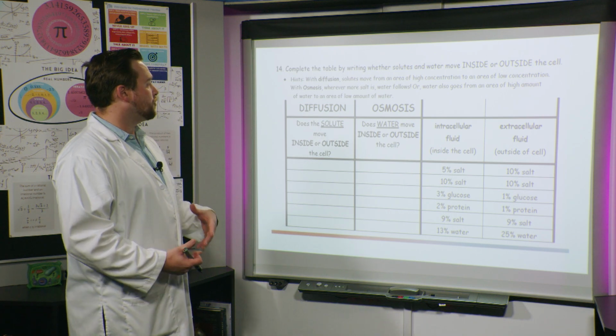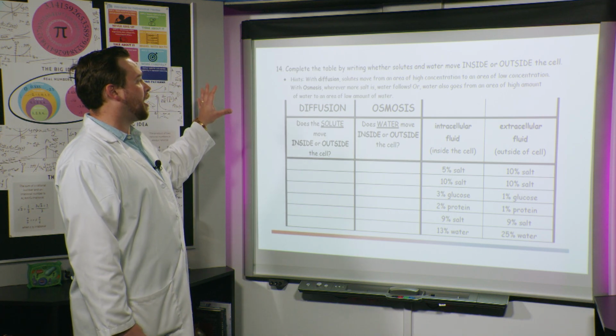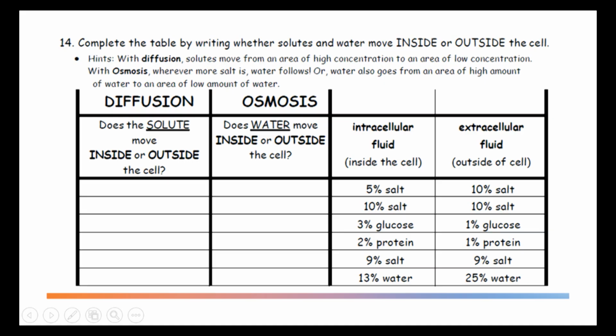Okay, so what we're doing here, this says complete the table by writing whether the solutes and water move inside or outside of the cell. It gives us a hint. With diffusion, solutes move from an area of high concentration to low concentration, and with osmosis, wherever more salt is, the water follows. So with water, it's always going towards high solute.